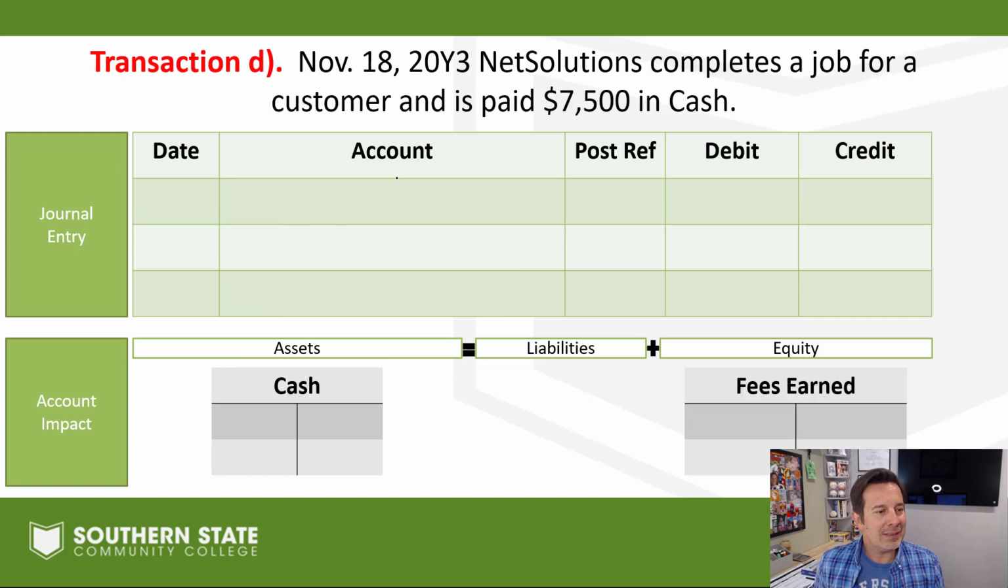Let's see, transaction D here, there we go. On November 18th, Net Solutions completes a job for a customer and is paid $7,500 in cash. We got a little revenue transaction here. You can see our fees earned revenue account. We have a cash account.